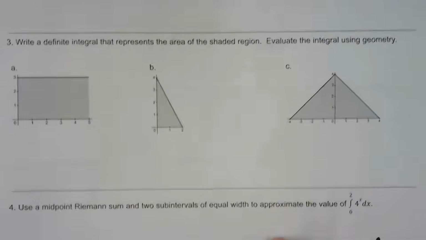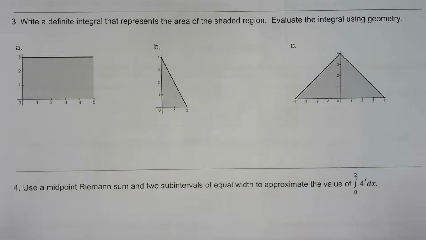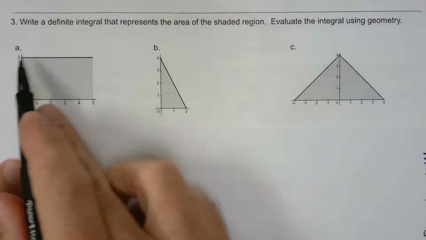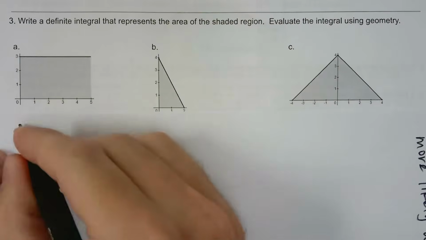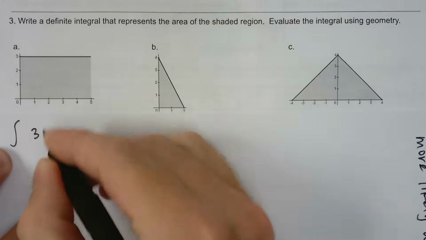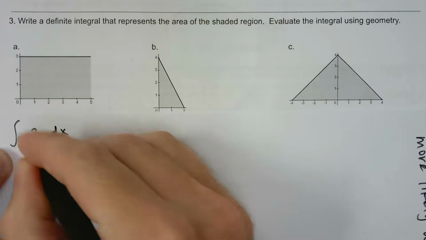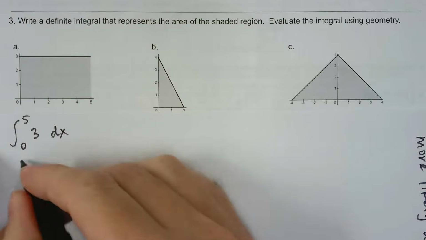All right. Number 3 says, let's write a definite integral that represents the area of the shaded region and then evaluate that integral using geometry. So for A, okay, this is a horizontal line at y equals 3. So I'm going to find the area under the graph of f of x equals 3 as x runs from 0 to 5. Okay, and that's a rectangle with width 5 and height 3, so that's going to be equal to 15.